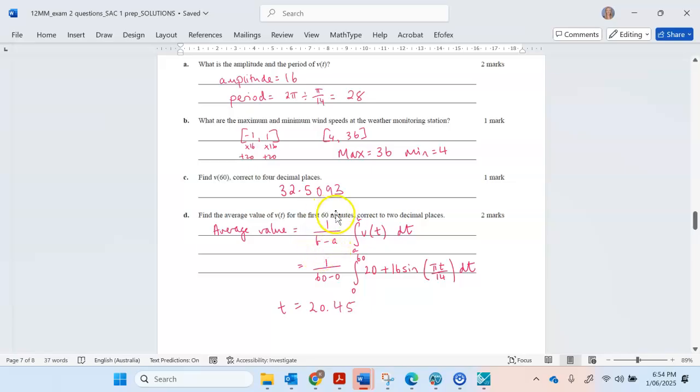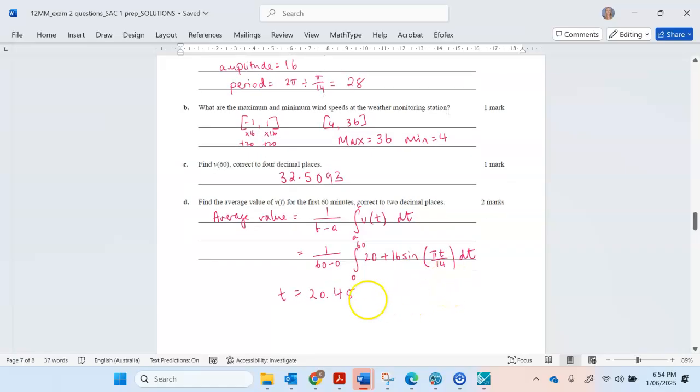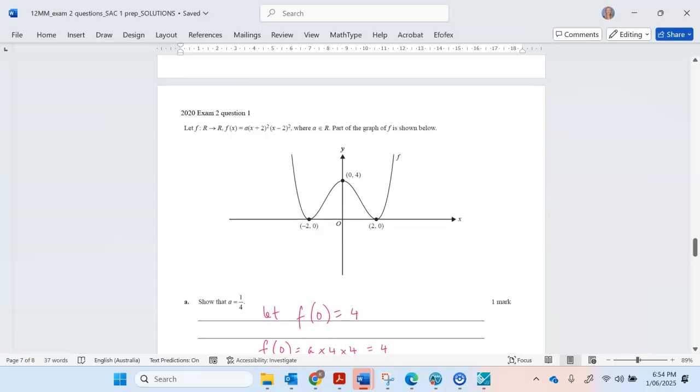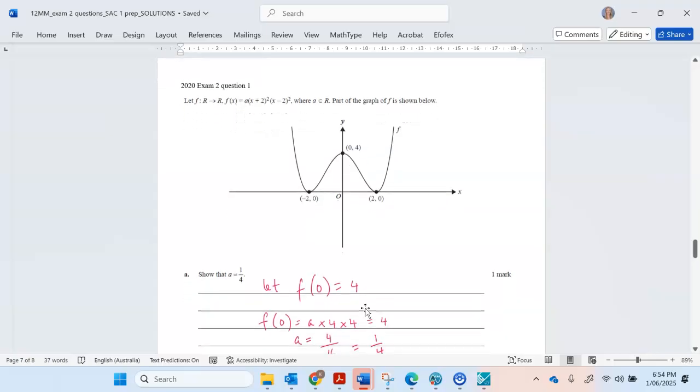So your lower limit is 0. So you can see I've substituted that in for A. And B is your upper limit, which is 60. So just doing that straight on the calculator, and you get 20.45. Didn't even need to convert it at all. 20.45. Beautiful. All right, moving on to 2020 exam.